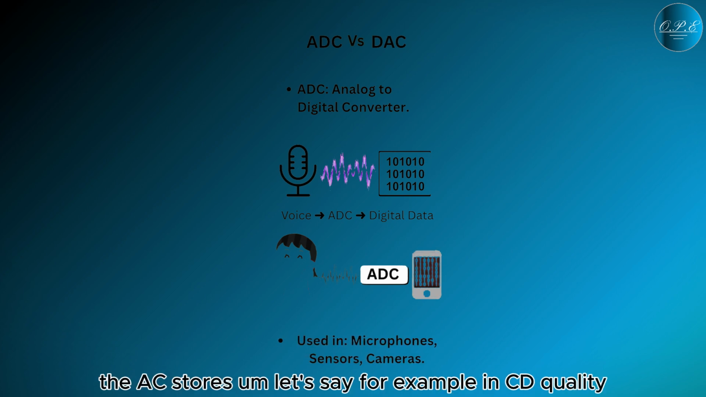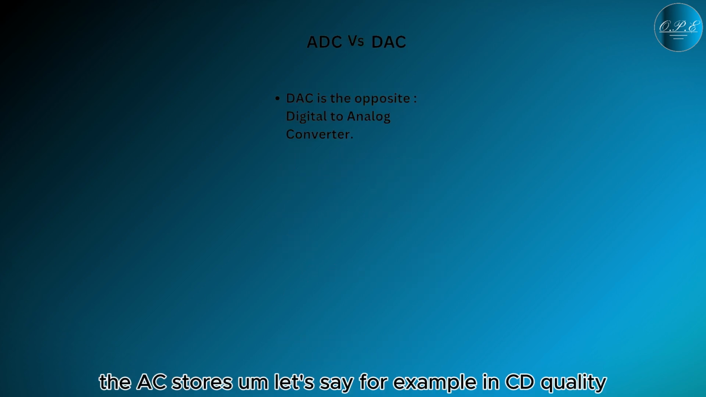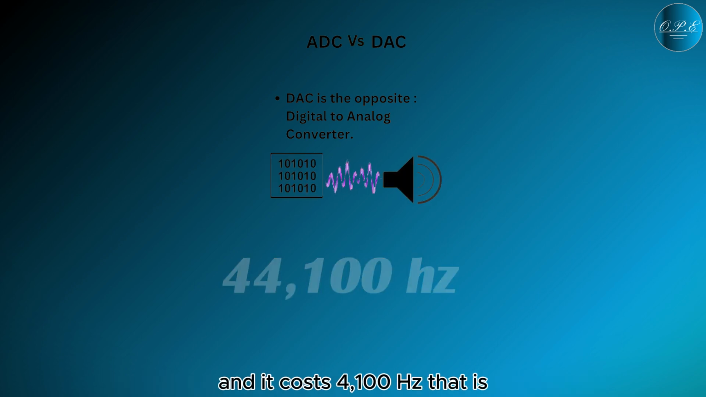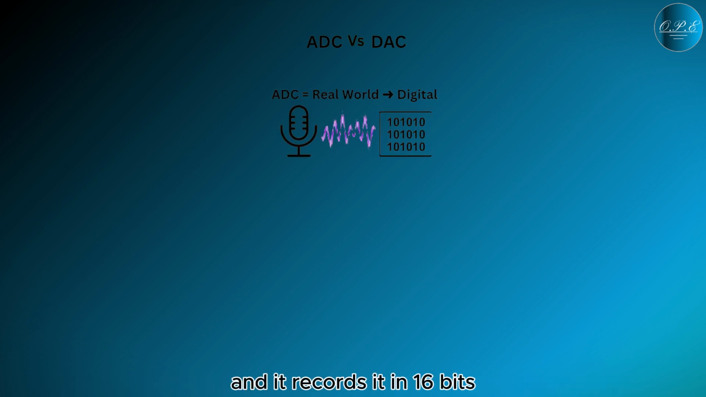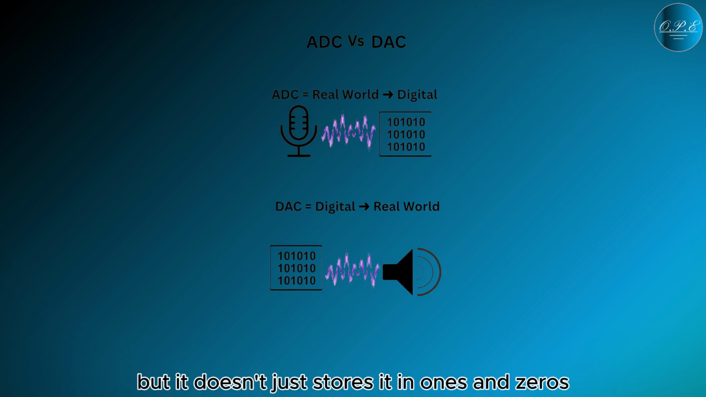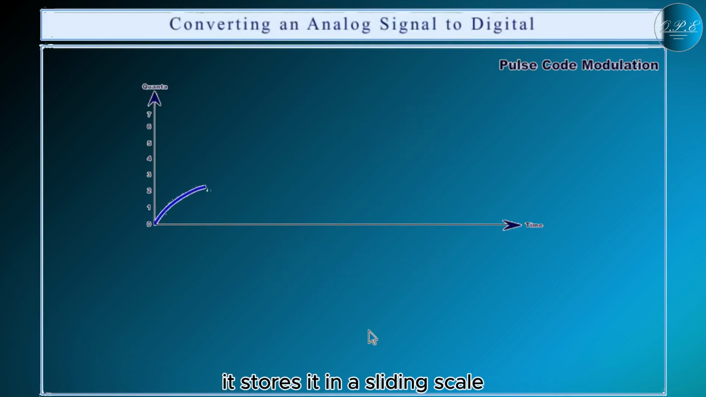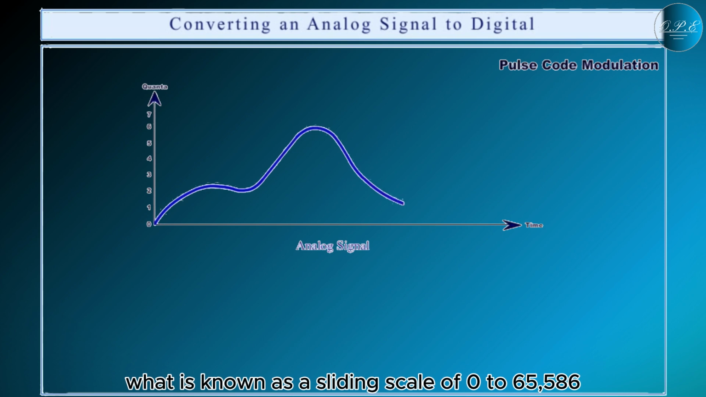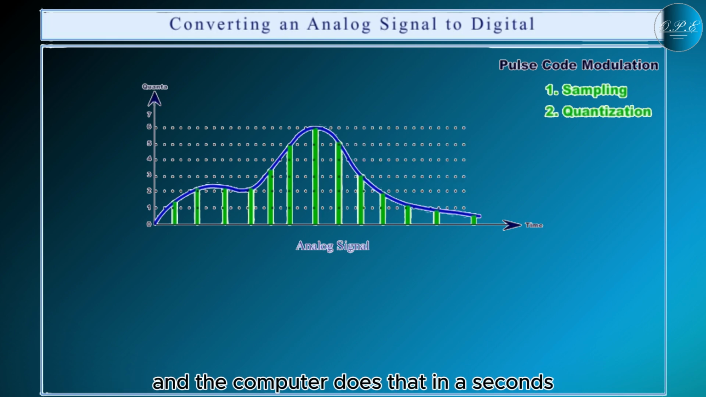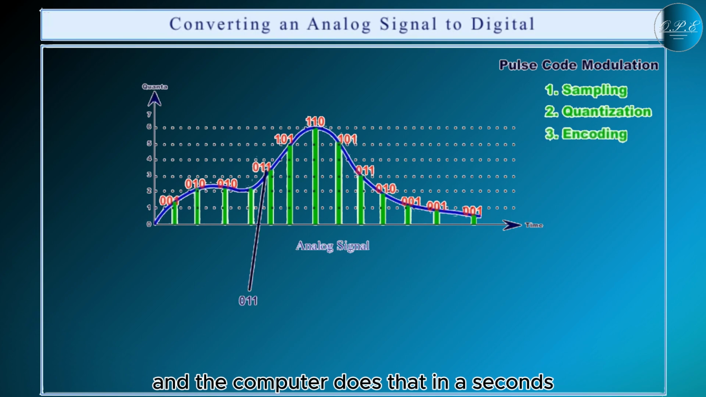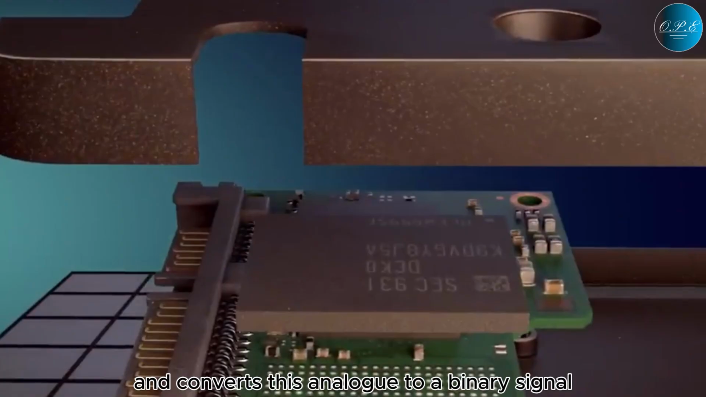The ADC stores, for example in CD quality, 44,100 hertz. That's 44,100 samples per second of sound, and it records each in 16 bits. But it doesn't just store it in ones and zeros. It stores it on a sliding scale. What is known as a sliding scale? A scale of 0 to 65,536. This represents data in binary. And the computer does that every second and converts this analog signal to a binary signal.